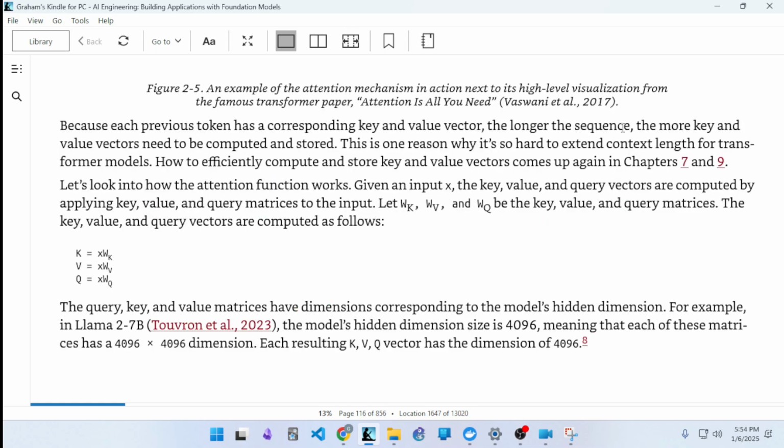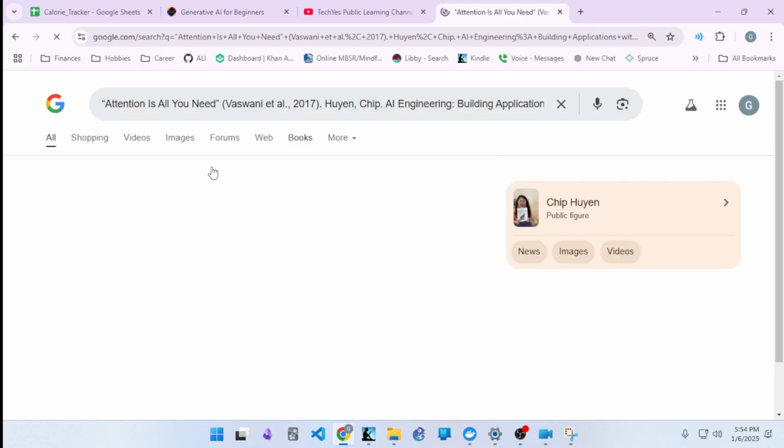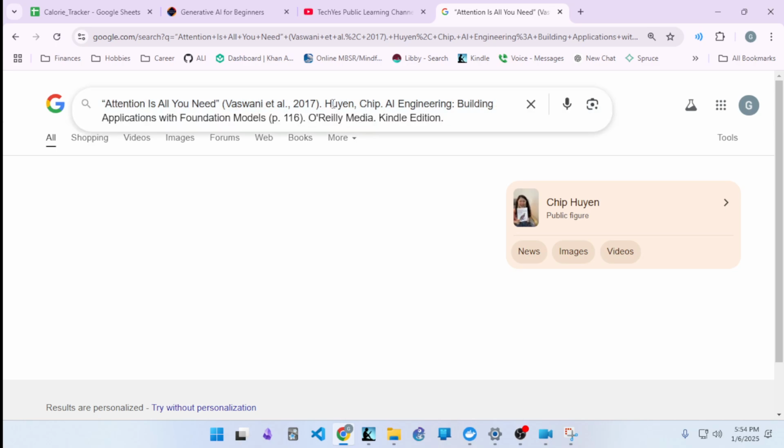So figure 2.5, an example of the attention mechanism in action next to its high-level visualization from the famous Transformer paper, Attention Is All You Need, in 2017. Actually, this paper might be the definitive place you'd want to go to learn about this. It might be less confusing in this paper than it is in that book.